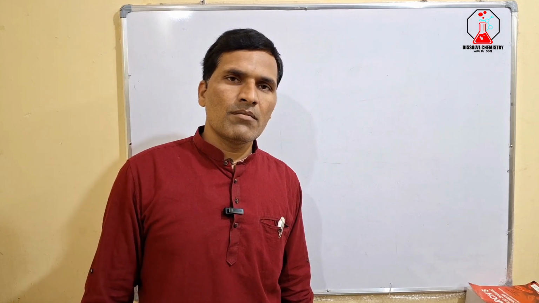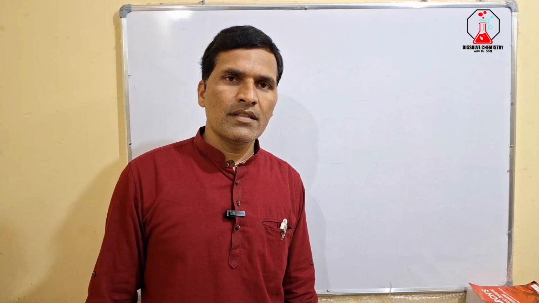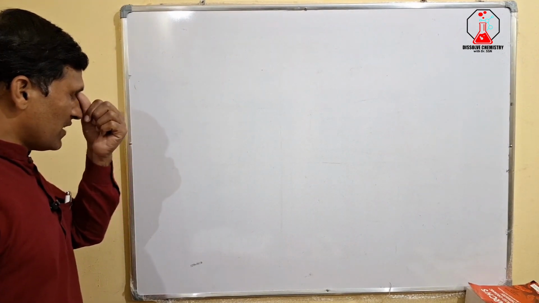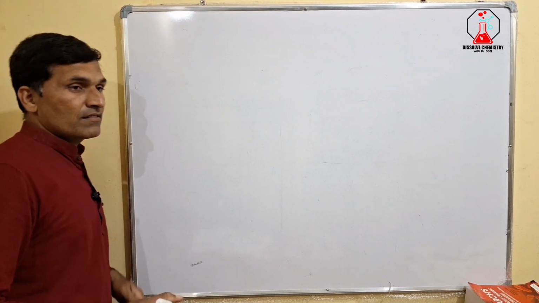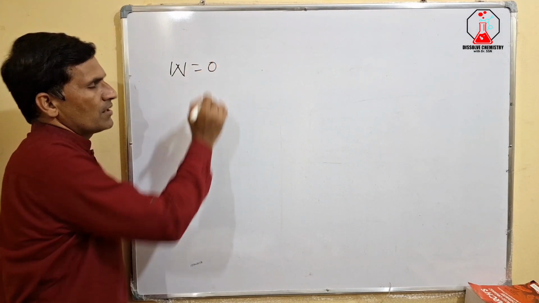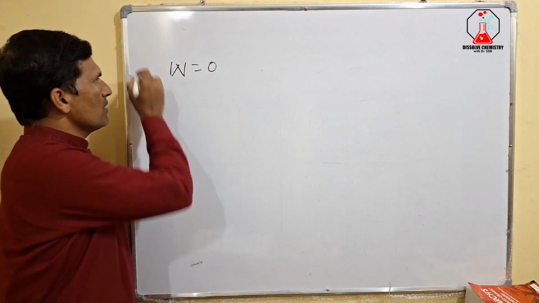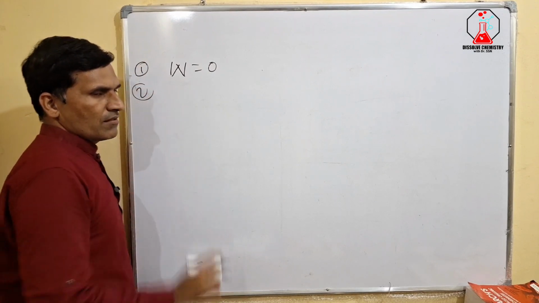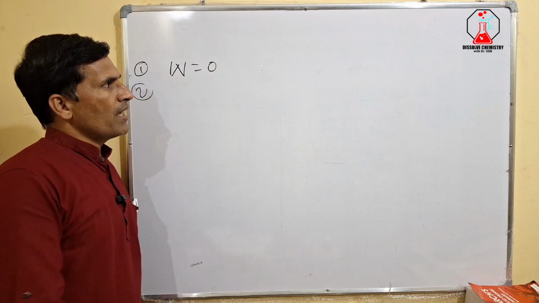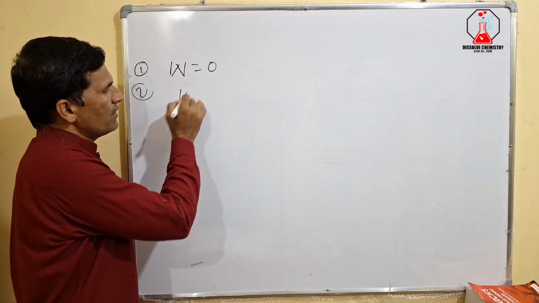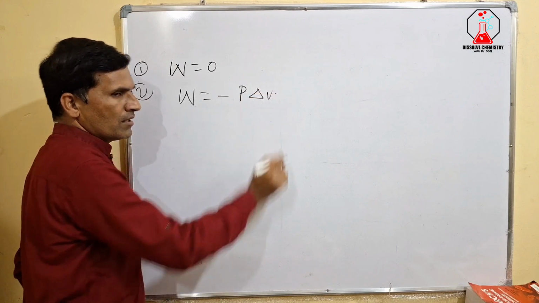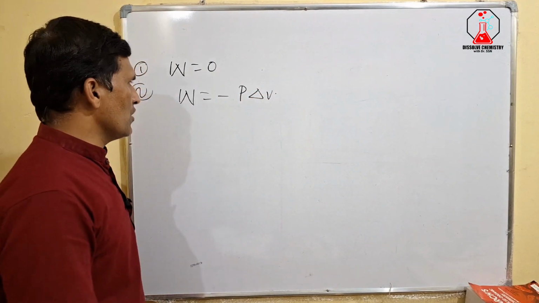In the previous video of thermodynamics, we have discussed expansion work. In that expansion work, we have seen first free expansion, where we derived W is equal to 0. Then the second one we discussed, work done in expansion of the gas at constant pressure, and we derived W is equal to minus P into delta V for a noticeable change in volume.